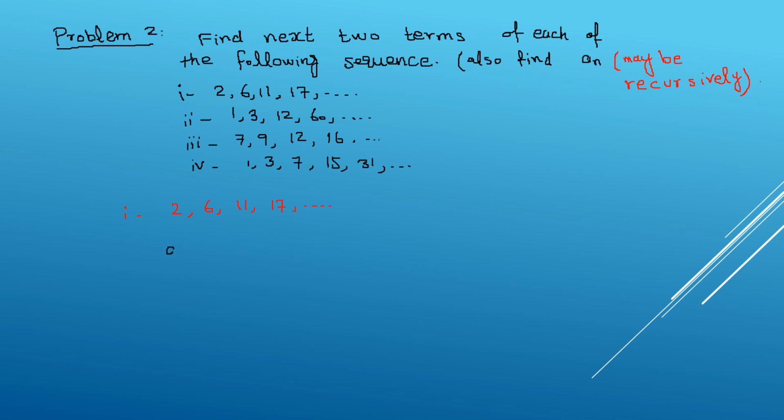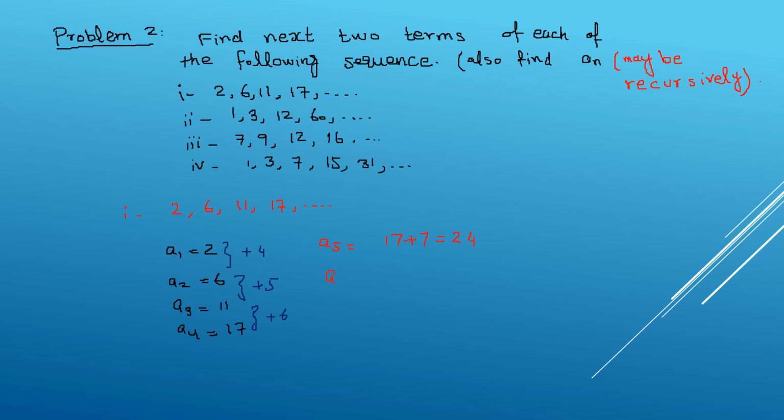You see that a1 is 2, a2 is 6, a3 is 11, and a4 is 17. You can look at the pattern of how we obtain a2 from a1, a3 from a2, and a4 from a3. We are simply adding 4, then 5, then 6. So what will a5 be? Simply adding 7 to a4, which makes it 17 plus 7, which is 24.